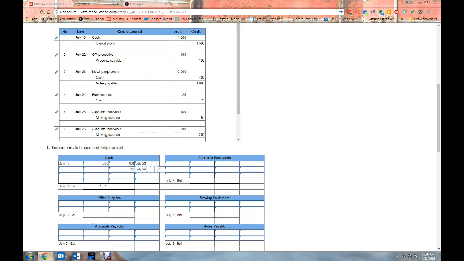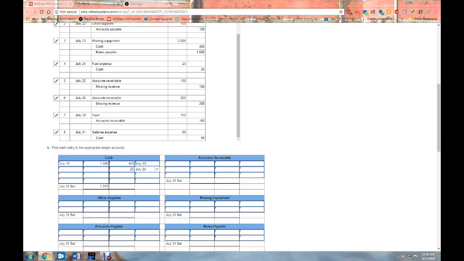And then, so I look at July 25th, nothing there for cash. 26th, no. 30th, there's an entry. So I had a $150 debit entry in cash. So I need to go pull down that number. And that was $150. So that takes care of that.